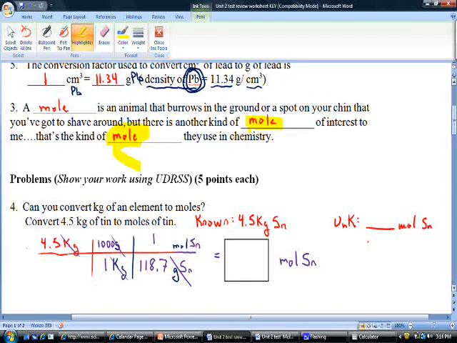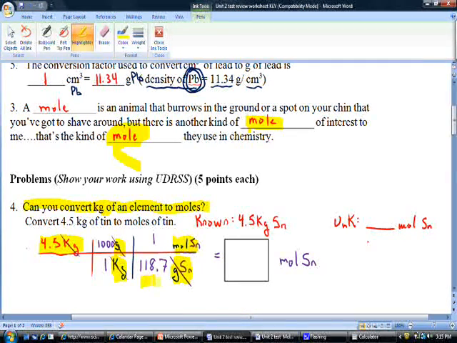So, can you convert kilograms of an element to moles? Well, here's how you would set this problem up. Of course, I put in the 4.5 kilograms, and then I'm going to focus on just the units. I want kilograms to cancel and grams to be my new unit of mass. Then here, I want grams of tin per mole of tin. So I substitute in the numbers that belong there.